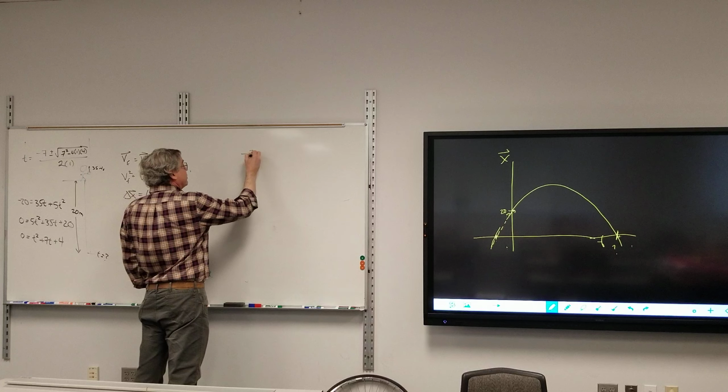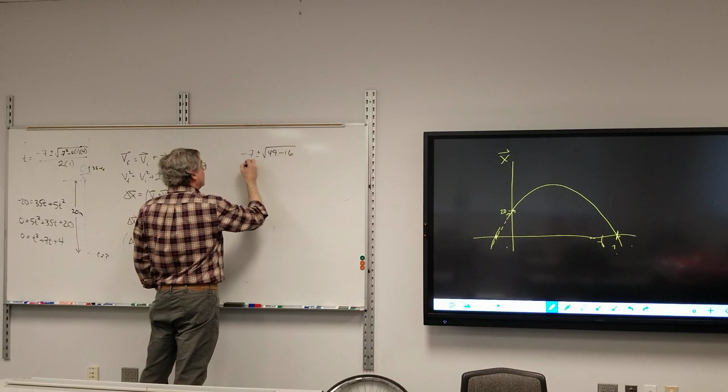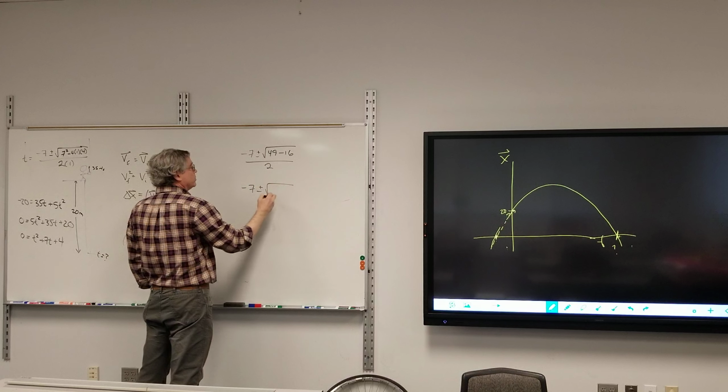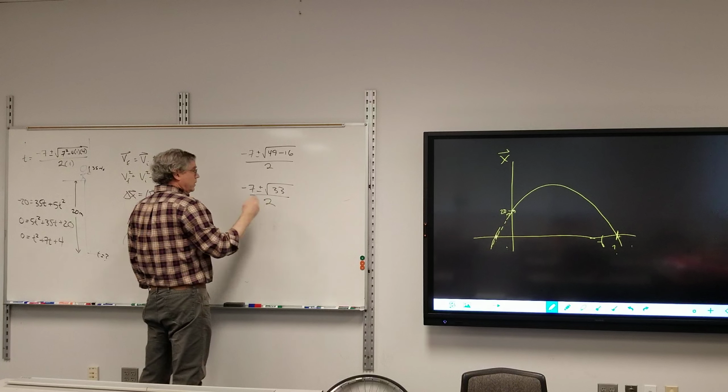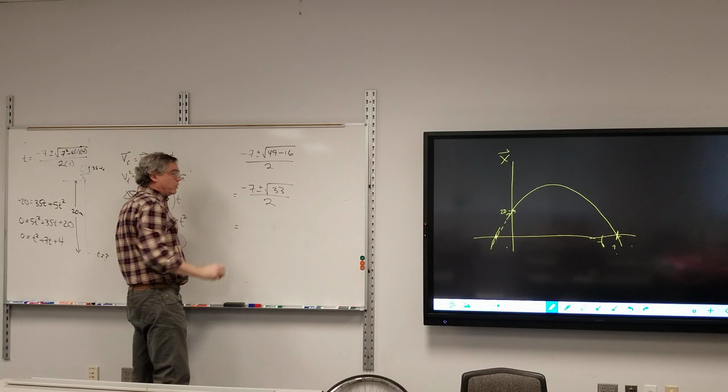All right, -7 plus or minus the square root of 49 minus 16, over 2. -7 plus or minus the square root of 33, over 2. And then let's actually get some real answers here. What are the two answers?